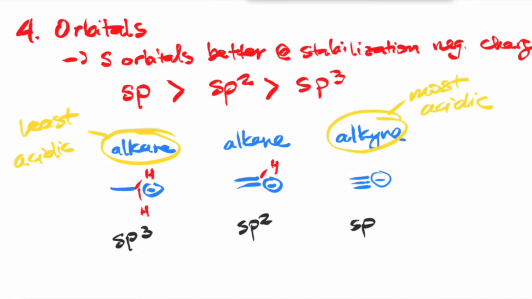And again, this tracks well with our previous notion from the pKa. The alkyne pKa would be around 25. The alkene pKa will be around 45. And the alkane pKa would be around 50. So alkyne at 25 is indeed your most acidic proton.